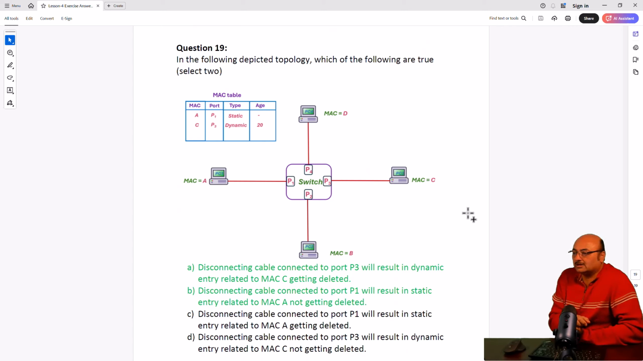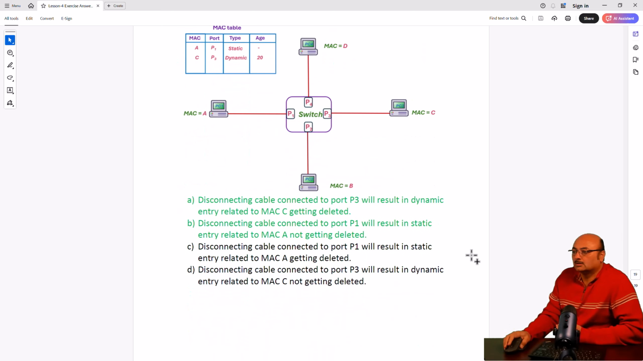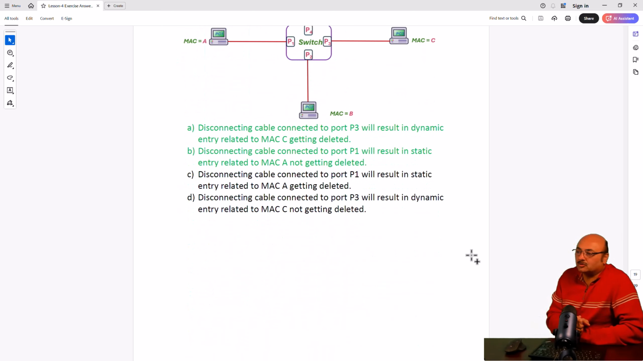Disconnecting the cable connected to port P3 will result in the dynamic entry related to MAC-C getting deleted. This is correct. Disconnecting the cable connected to port P1 will result in the static entry not getting deleted. So the correct answers are A and B. With that, we wrap up the discussion about the correct answers for this exercise.